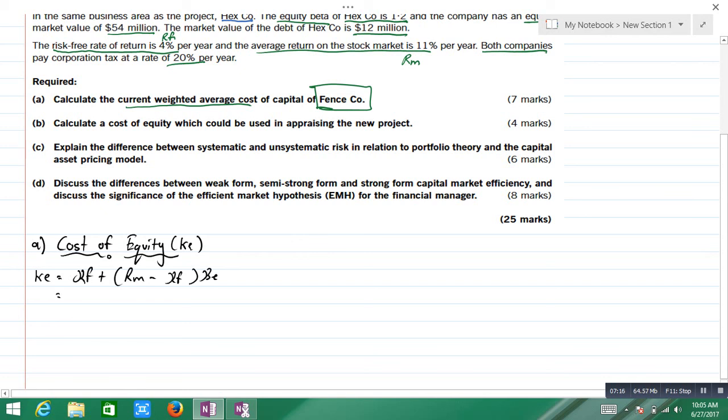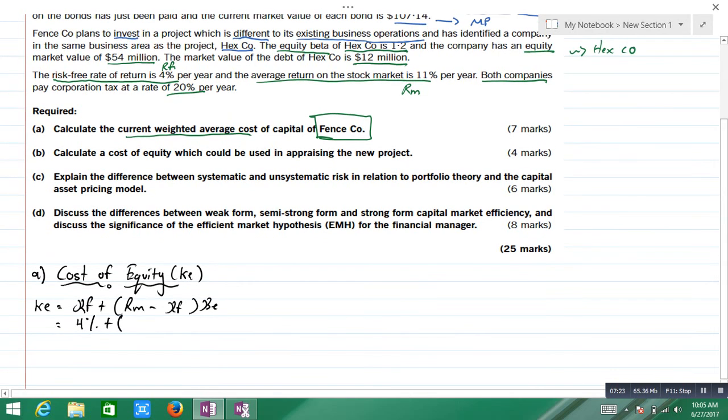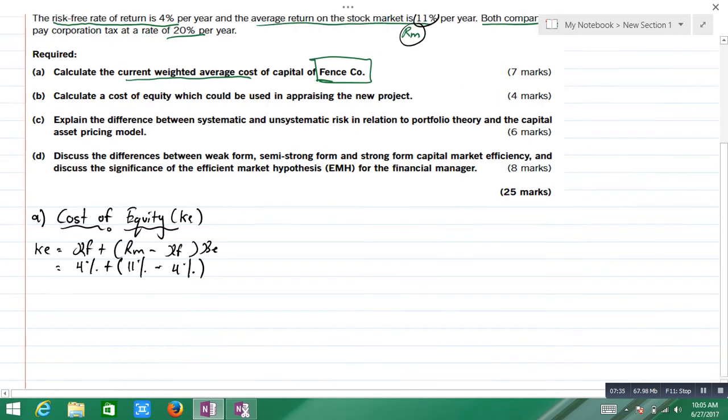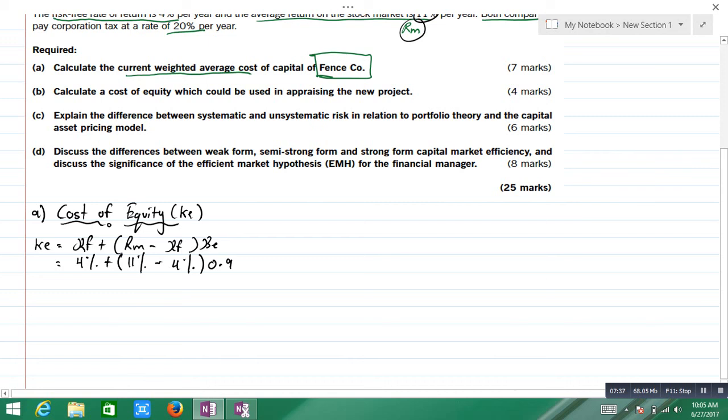KE = RF plus (RM minus RF) times beta equity. So it's going to be 4% plus, if you look at it, your RM is 11% minus 4%, times beta equity. Now remember, you are doing for Fansco. This is your beta equity 0.9. How much is going to be? Now you should get 10.3. So that's the cost of equity.